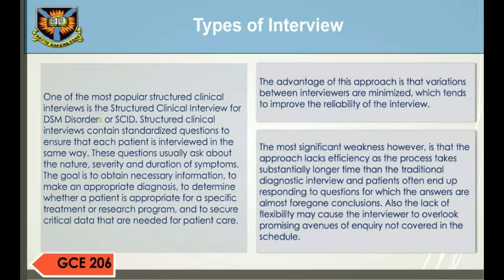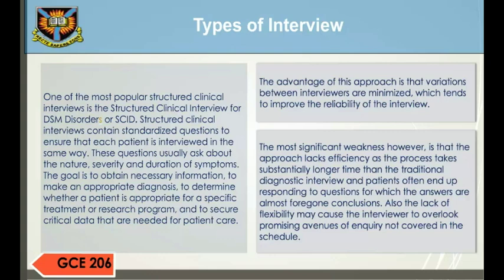One of the most popular structured clinical interviews is the structured clinical interview for DSM disorders. Structured clinical interviews contain standardized questions to ensure that each patient is interviewed in the same way. These questions usually ask about the nature, severity, and duration of symptoms. The goal is to obtain necessary information to make an appropriate diagnosis, to determine whether a patient is appropriate for a specific treatment or research program, and to secure critical data that are needed for patient care.